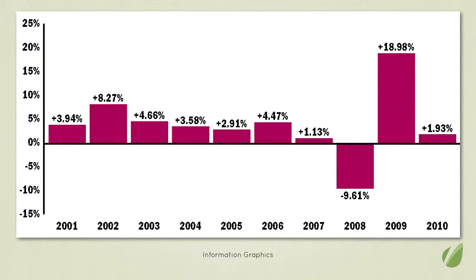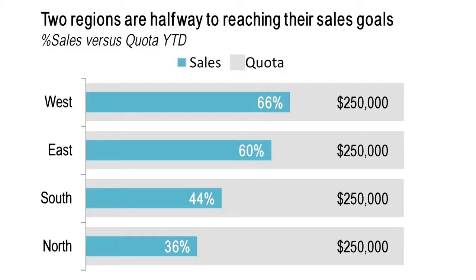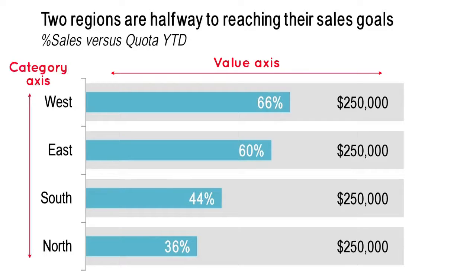Bar charts can display both positive and negative values and can also be used to chart progress. The bars can be either horizontal or vertical, and usually with horizontal bars, the value and category axes are opposite the ones you'd find on a line chart.